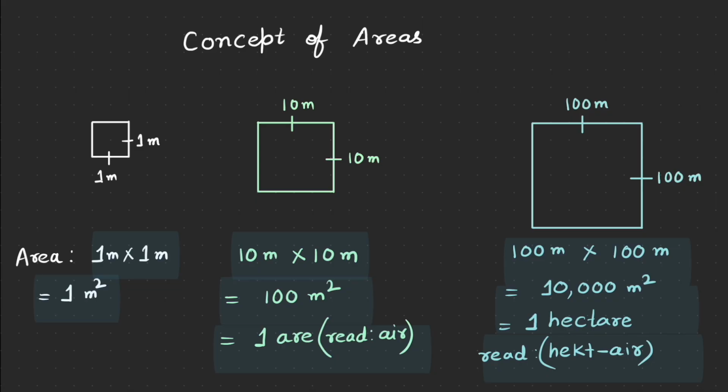Now moving on to the next square whose side length will be 10 times that of the previous one. So in the third case, we have another square, and here the side length is 100 meter. So in order to find the area of this particular square, we need to multiply its side length. That gives an area of 10,000 square meter. Now 10,000 square meter is termed as 1 hectare.